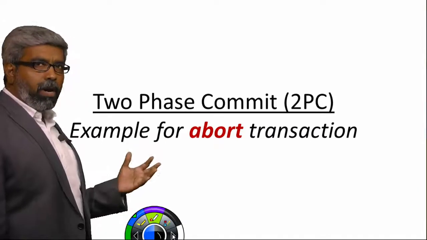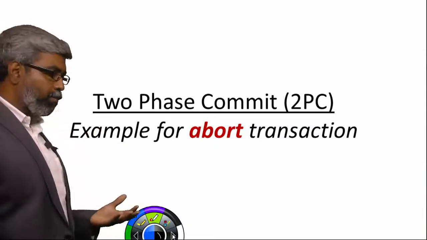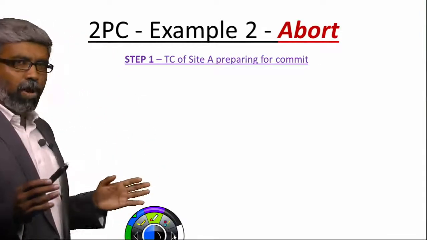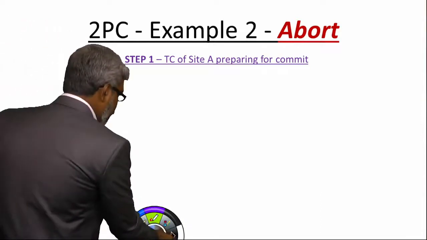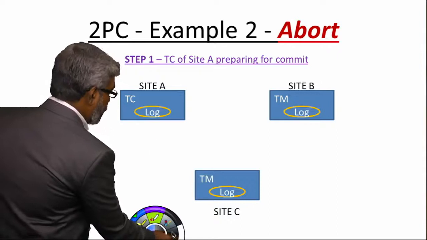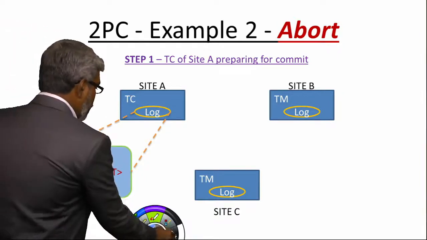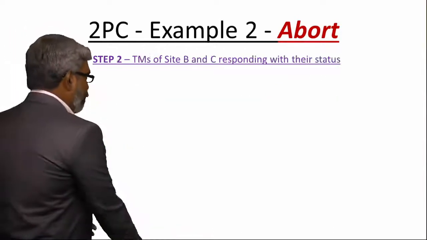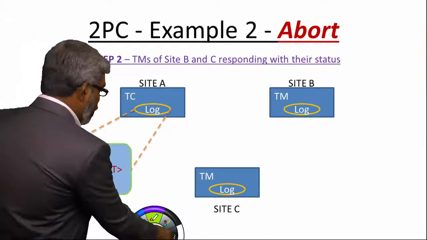Now another example, for an aborted transaction. What if a few of the sites are not ready to commit? Let's see the same example. Step 1 is the same: the transaction coordinator of site A is preparing for commit. So we have the setup of all these sites, and site A writes a prepare T message in its log file and communicates prepare T to all the participating sites.